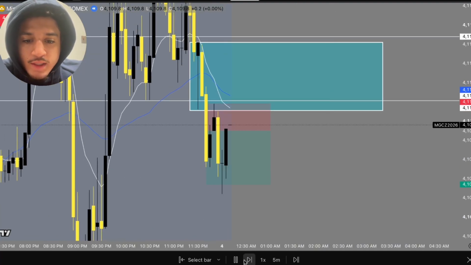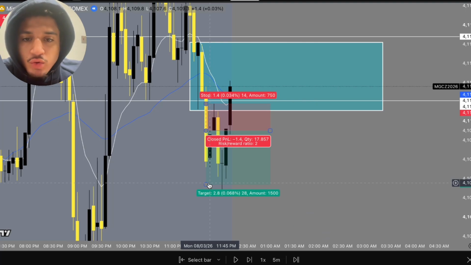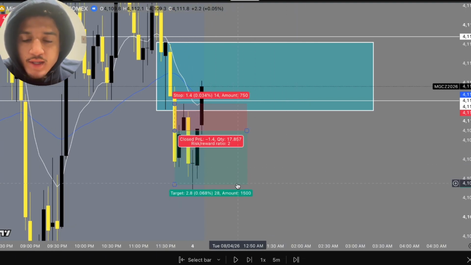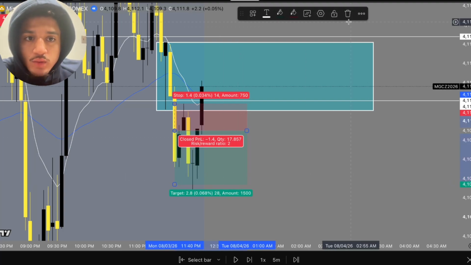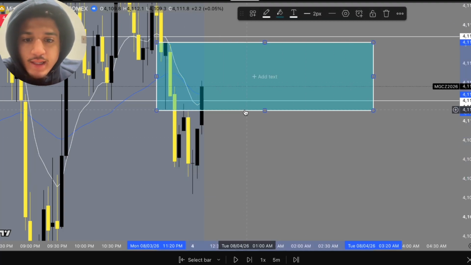Boom, boom, straight to TP, just like that. Simple 1 to 2, I'm risking 300 to make 600. And since I'm doing 1 to 2s, I only have to technically win 2 trades a week to be positive on the week, which I really like. Now if I win 3, 4, 5 trades a week, I'm super positive on the week. Okay, so that's Monday.